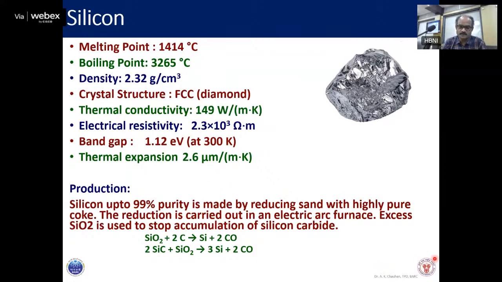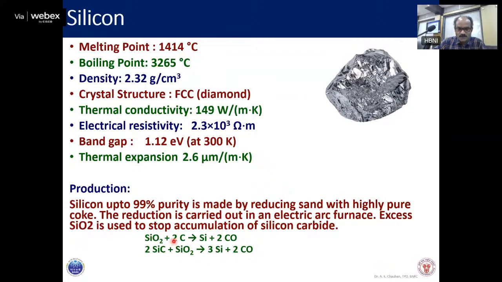And how is it produced? Mostly silicon is produced from the earth's crust only. Up to 99% purity is made by reducing sand with highly pure coke. So you have silica, which is from the sand, and then it is reduced with very high purity coke at higher temperature. This reduction is carried out in an electric arc furnace, and the remaining excess SiO2 is used to stop accumulation of silicon carbide.